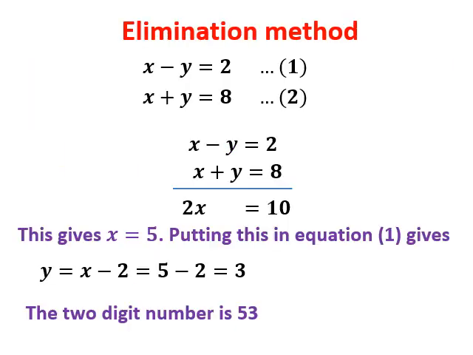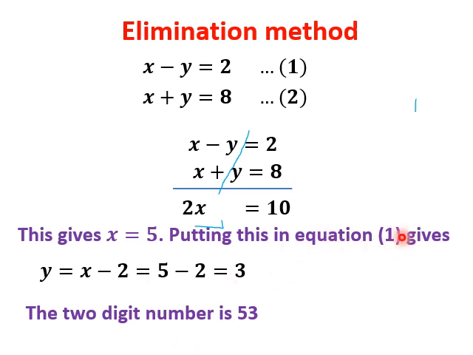x minus y equal to 2 and x plus y equal to 8. This we are trying to solve through the elimination method. So we can cancel these two, minus y and plus y, when we are adding the two equations. So this will give 2x equal to 10, and on simplification x will be 5.